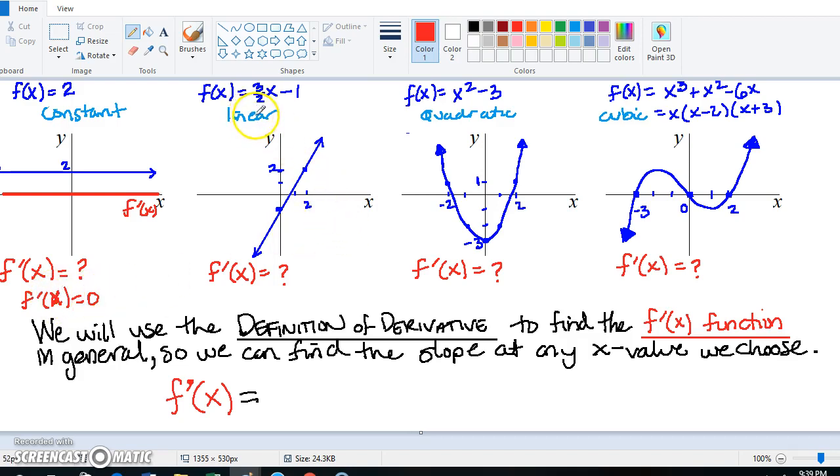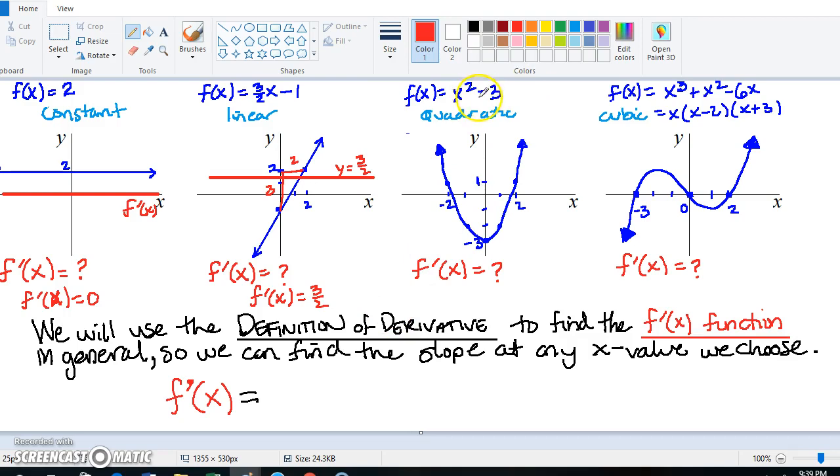For the linear function, what is the slope of this line everywhere? Well, it is 3/2. So at y equals 3/2, I will have a constant line representing the derivative everywhere. F prime of x equals 3/2.